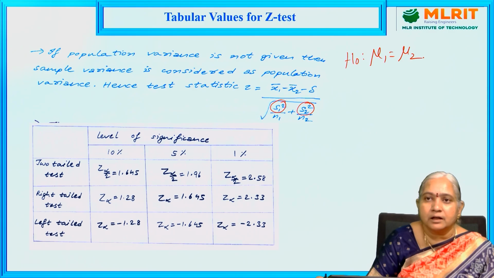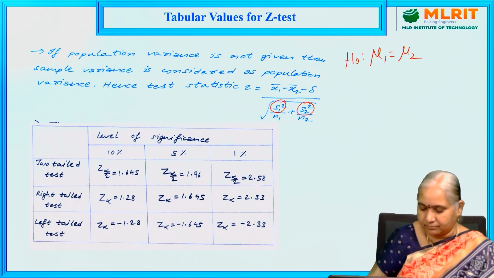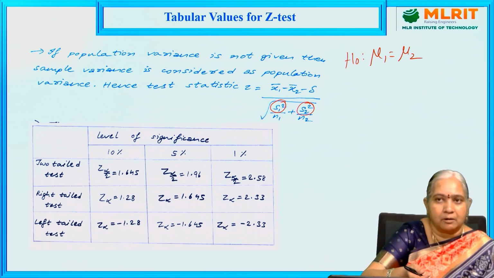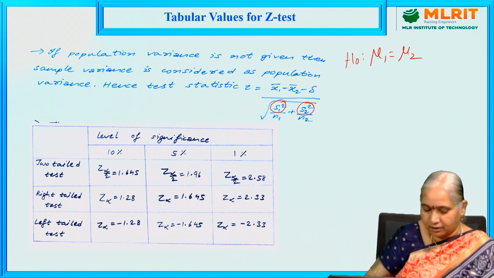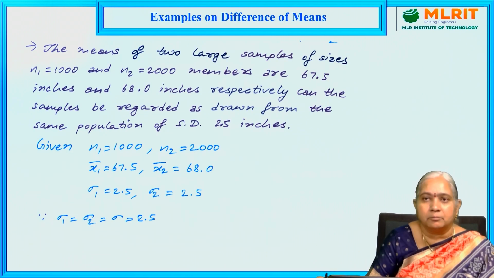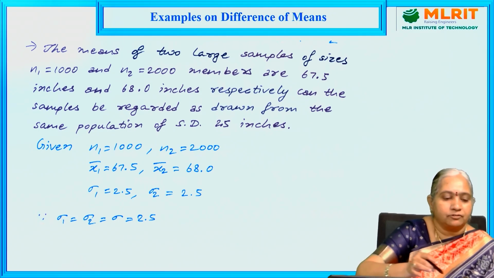There is no significant difference between two population means, or the two samples are drawn from the same population. The population mean is the same. The same tabular values also apply here to compare the calculated value and the tabular values. Now see the first example.